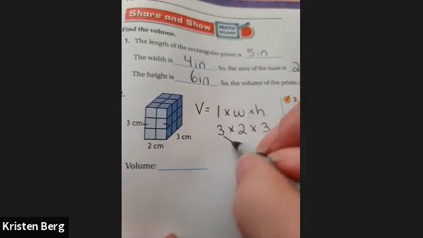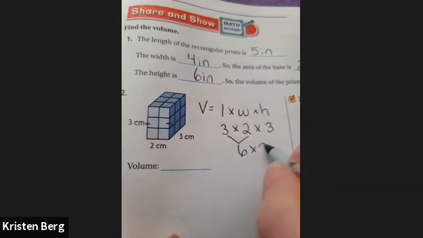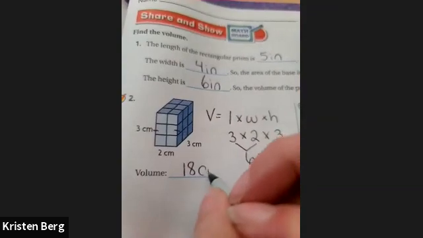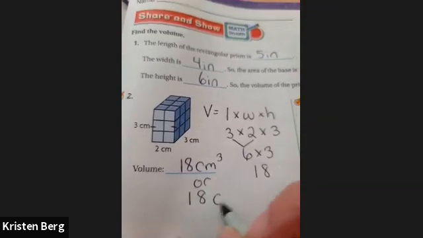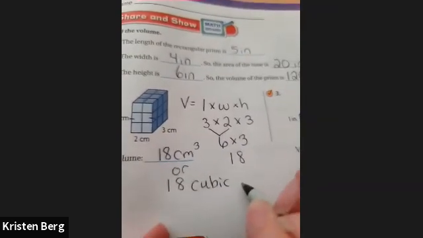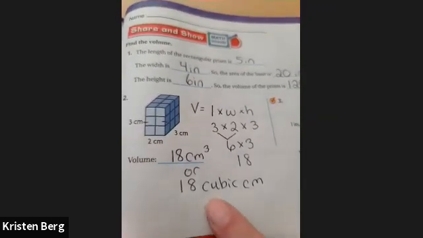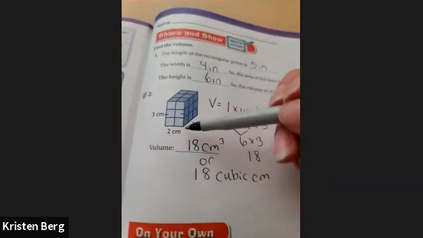So to do this, you would do 3 times 2 is 6 times 3. 6 times 3 is 18. So your answer is 18. And then remember, centimeters times centimeters times centimeters. That is centimeters to the third power, or also known as 18 cubic centimeters. All volume is in cubic units because there are 3 dimensions to it.